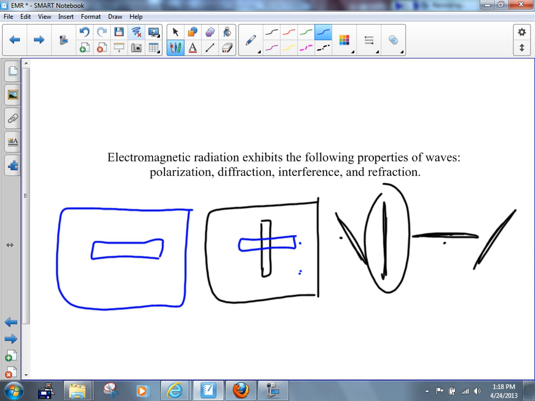Polarization is a property of waves. If light or if EMR undergoes polarization, then it must be a wave. So we've learned four things today to suggest that light, or EMR in general, is a wave. Refraction, the bending of light. Diffraction, the spreading out. Interference, when they come together. And finally, polarization, the filtering of EMR. Does that make sense?